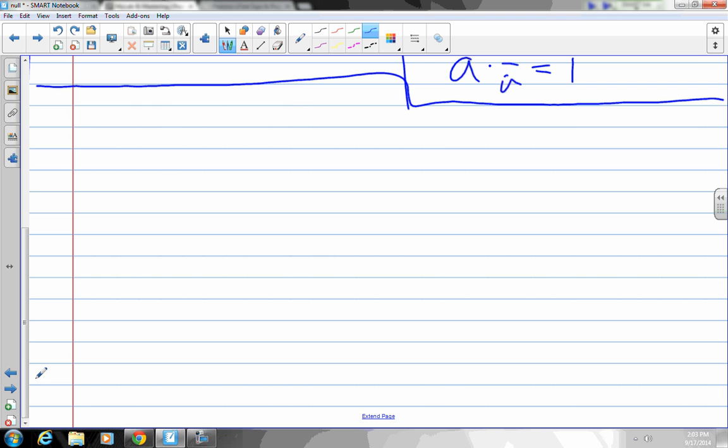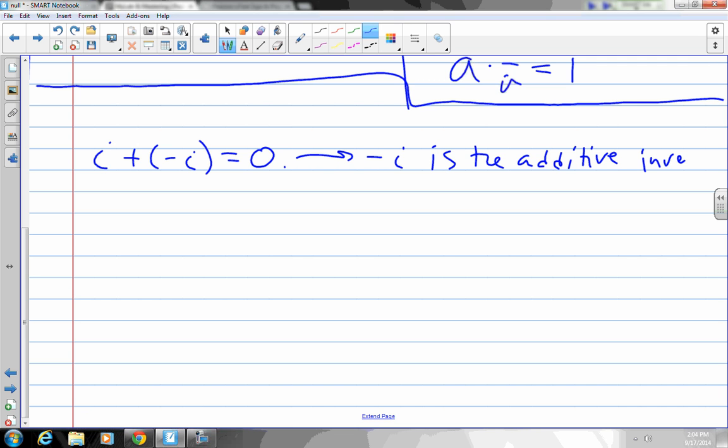But you drop i in there, right? Think about i. What is the additive inverse of i? Well, what do you need to add to i to make 0? Negative i, right? i plus negative i equals 0. So negative i is the additive inverse. Okay. What about the multiplicative inverse? What do you need to multiply i by to get 1?